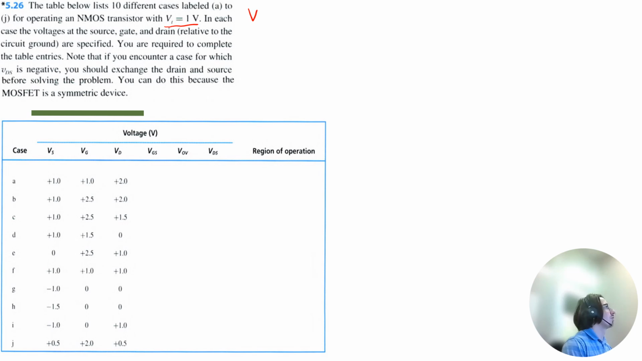So before we start solving, I'm just going to identify how we can solve for each of these values. The voltage from gate to source is simply equal to voltage at the gate minus the voltage at the source. We can solve for V overdrive by subtracting the threshold voltage from the voltage from gate to source. And the voltage from drain to source is just the voltage from the drain minus the voltage from the source.